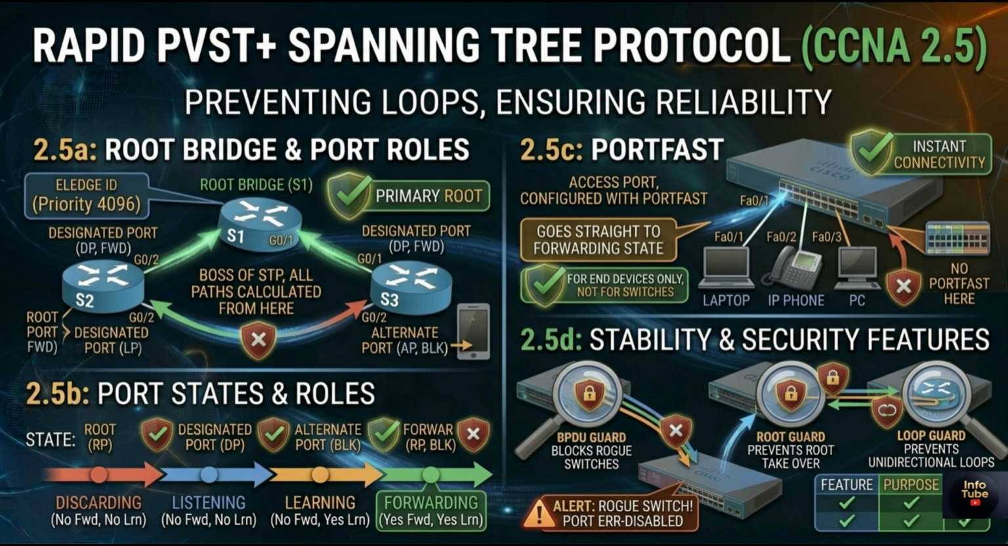2.5b. Port states and roles with Rapid STP. Ports move through three main states: discarding, not sending data; learning, building the MAC table; and forwarding, passing traffic.